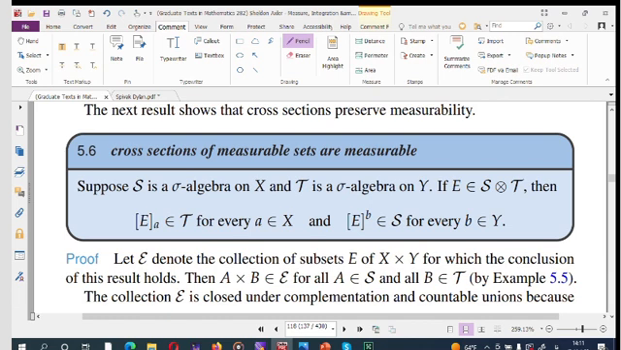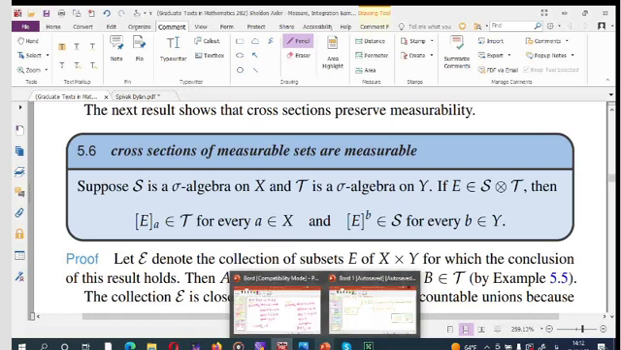This is very nice because we see the relation of this product sigma algebra with these two, tau and S, the relation of this with each of these two sigma algebras. If E belong to this sigma algebra, then these sections are in tau and S. Okay, and this is very nice. Let me write this again.